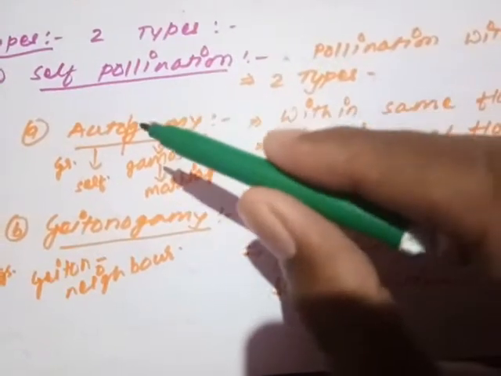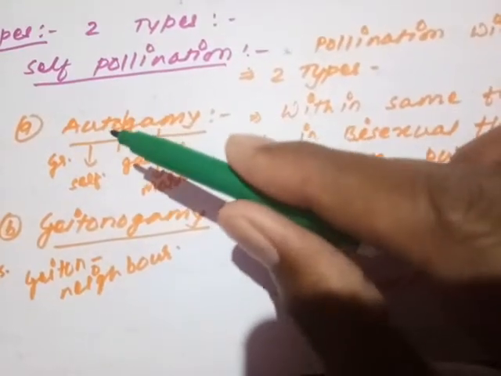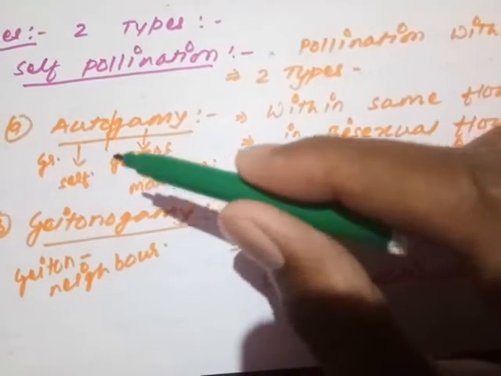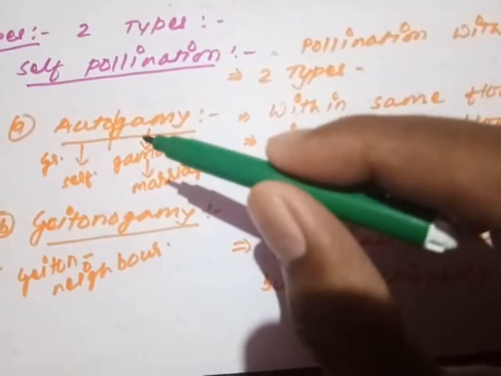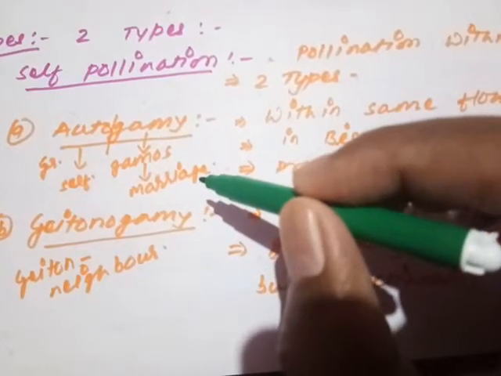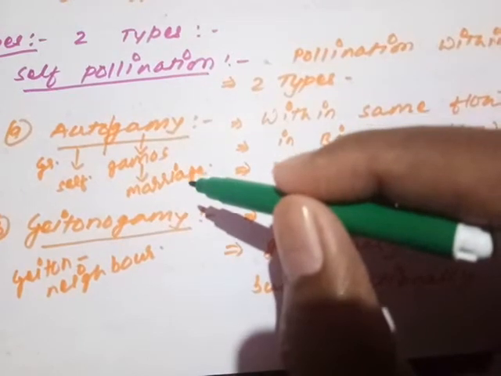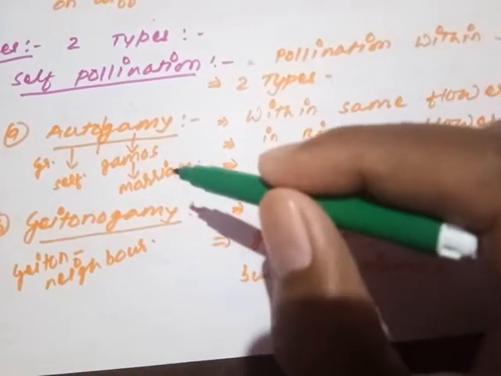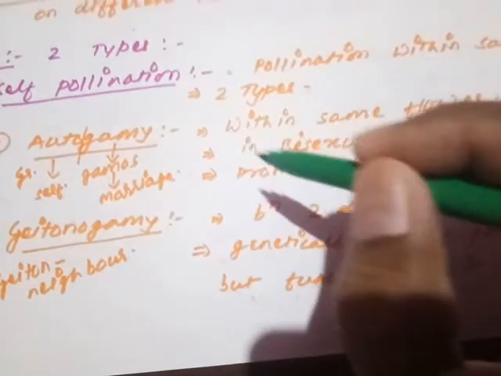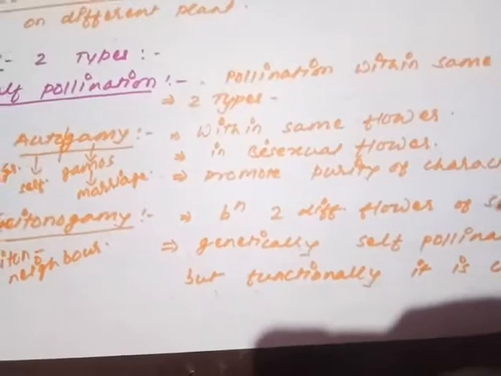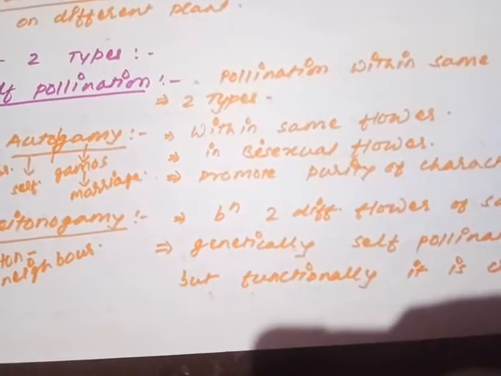We are just going to break autogamy in two parts, auto plus gamy. Auto means self, this is very common. The word gamy originated from a Greek word called gamos. Gamos means marriage. Marriage means fusion. Fusion means what? The fusion of male and female flowers. So autogamy means what? Self gamos. Self marriage means when the pollination occurs within the same flower. A different flower is not required.